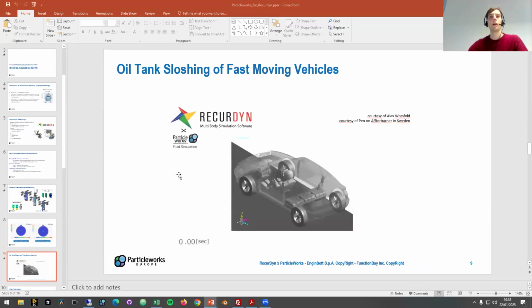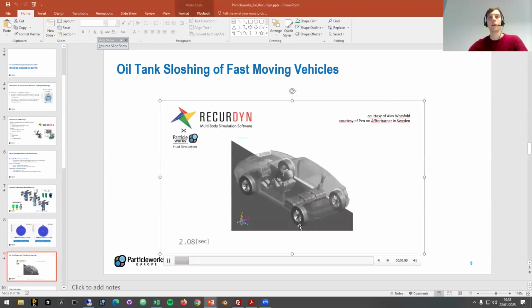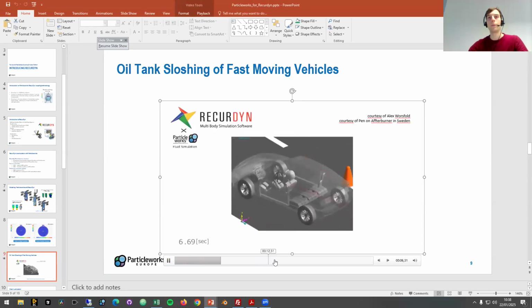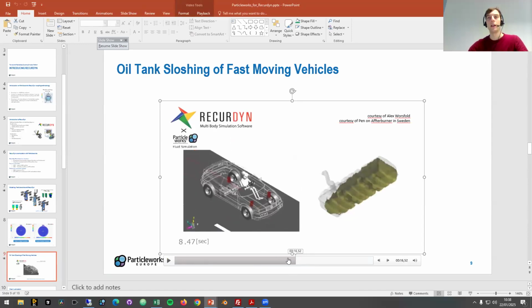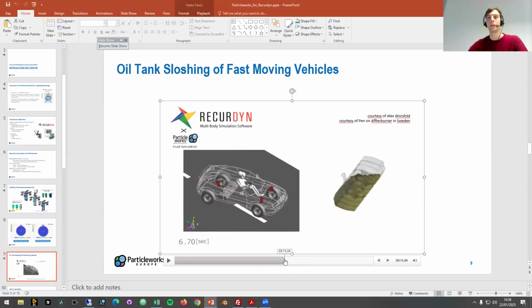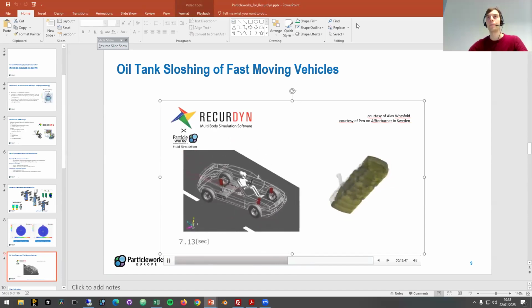So the co-simulation really works in terms of coupled fluid-solid. It's already pre-built, so it's there.